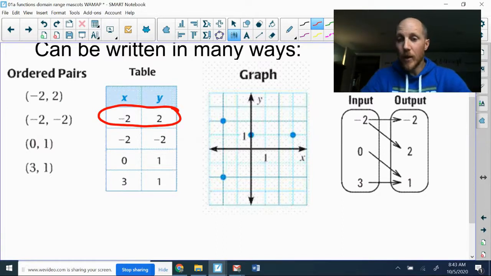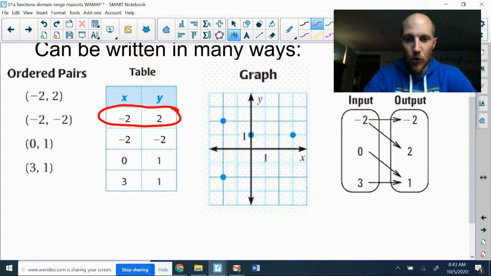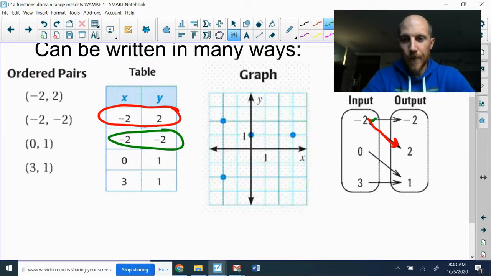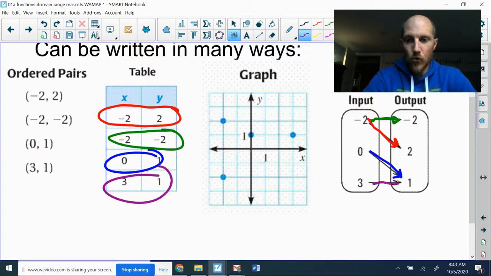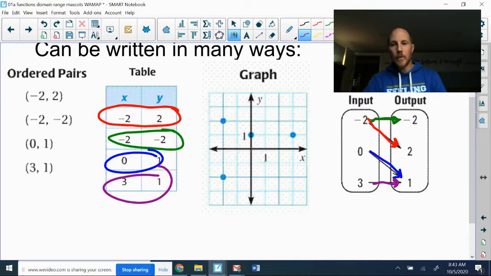And then the mapping diagram is those arrows. They go from one bubble to the next and show that -2 is the input, or x, goes with +2. And then -2 as an input and -2 as an output. So that'd be this green arrow, and then 0 is matched up with 1, input of 0, output of 1, and 3, 1. Okay, so mapping diagram, for small groups like this where you've only got 4 different ordered pairs, seems like maybe that's more work.